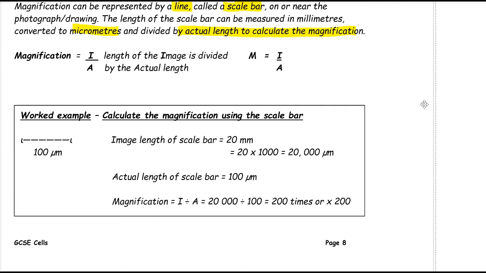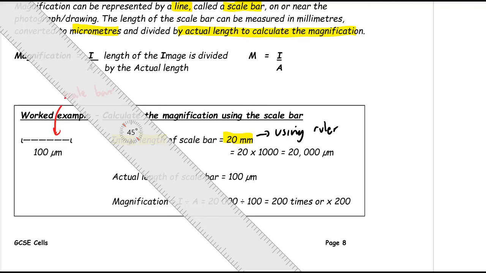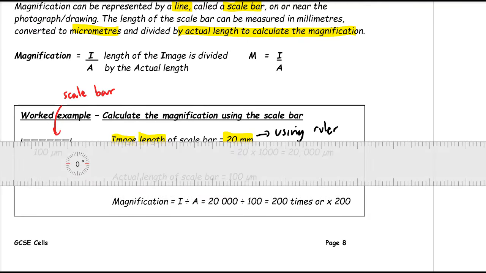So here's an example. This is a typical little scale bar. Scale bars are usually seen at the bottom of microscope images. Now, you take the image length of the scale bar and it's 20 millimeters. That had to be measured using a ruler. So you would have to physically take a ruler and measure its length.